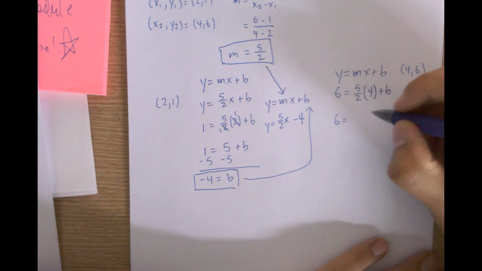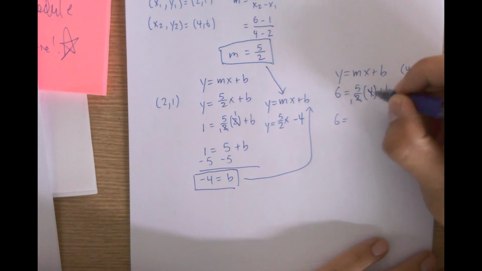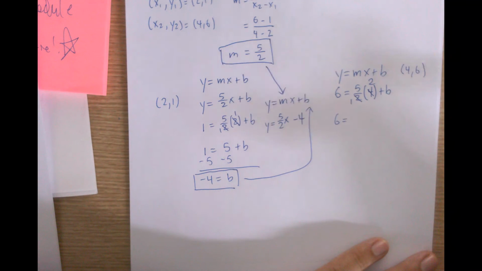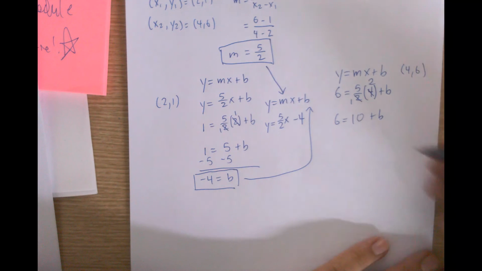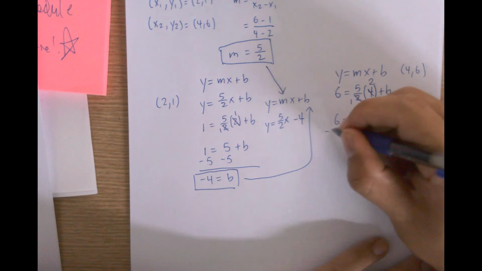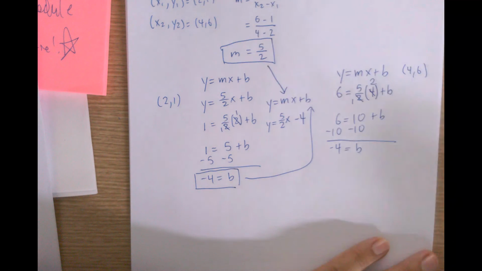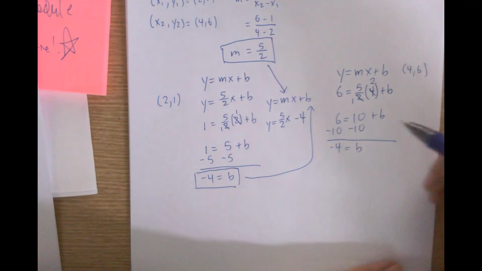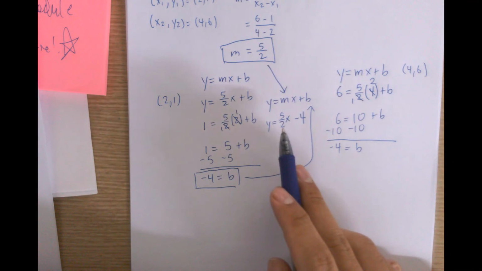So I go ahead and solve this. I can cancel out the 2, so it becomes 1. I divide the 4 by 2, which becomes 2, and I get 10 plus b. If I subtract 10 on both sides, you can see that I actually get the same value for b. So if I use the same b value, I would get the same equation.